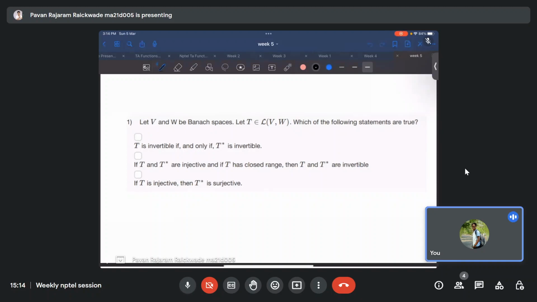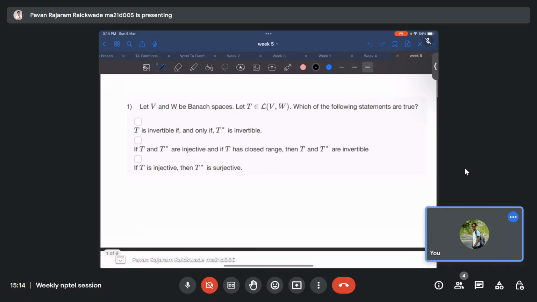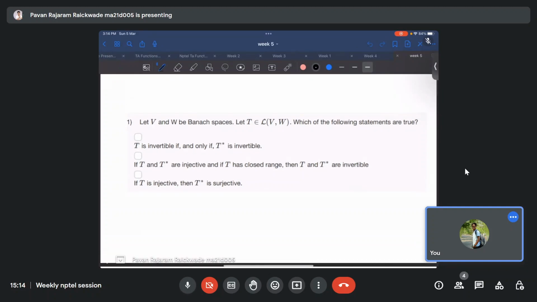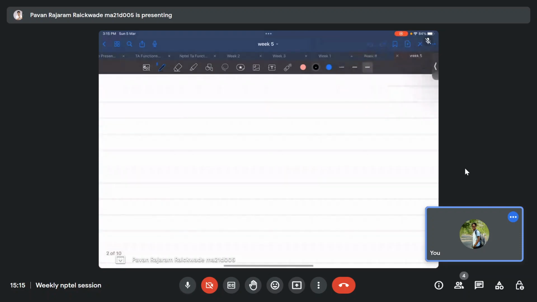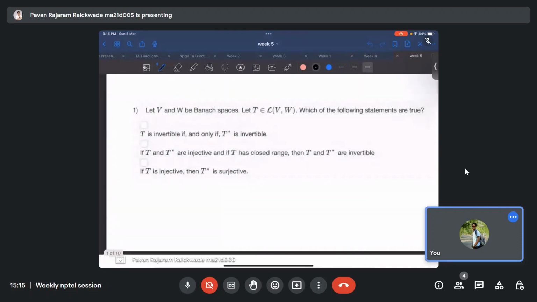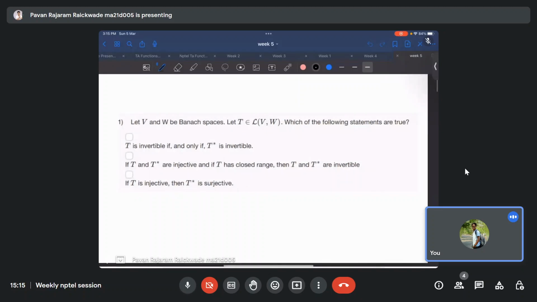Okay. So we'll be discussing the week 5 assignments today. We will start with question number 1. It says, let V and W be Banach spaces, T is a continuous linear operator from V to W. Which of the following statements are true?